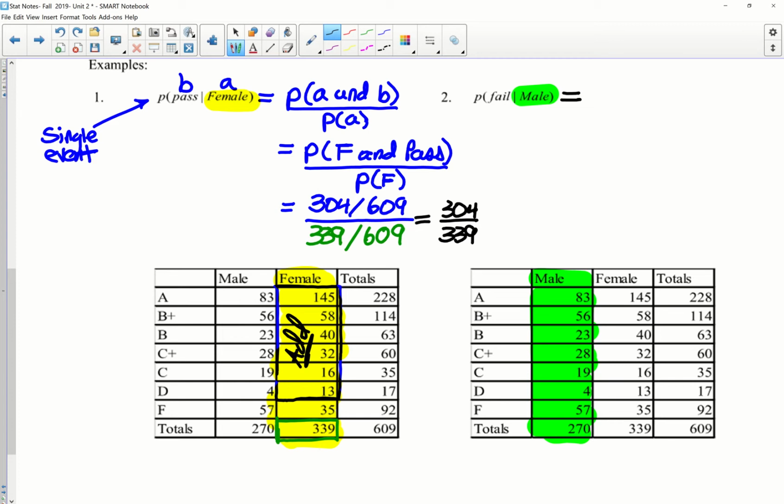All right. So we're looking only at the males. I want the probability that an individual fails. So here's my flunkies. There are 57 of them, out of the total, which is 270.